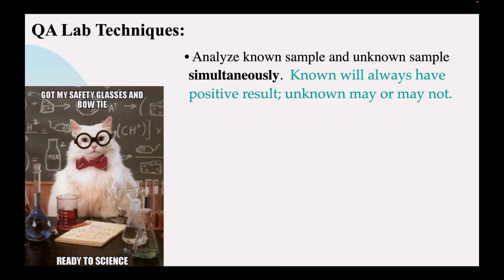In this lab, you want to analyze a known sample which has all 3 of the cations in it, and you'll make this up by adding 6 or 7 drops of each one of them to a test tube. You're going to analyze your unknown at the same time. The advantage of this, besides saving time, is your known will always have a positive result. If silver is present, you'll see a yellow solid, and you should see a yellow solid for your known. Your unknown may or may not have lead, so you may or may not see yellow solids. But your known, at least, will always have a positive result, so you know what to expect.